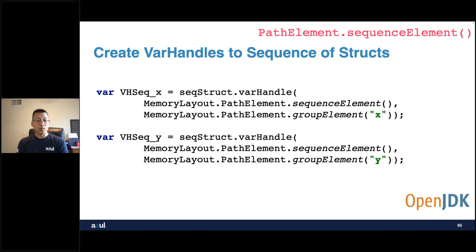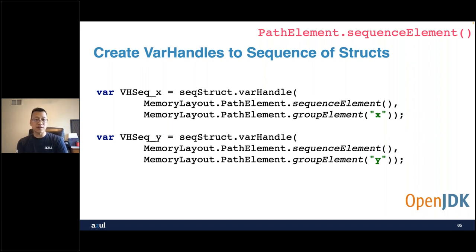And then you have to create var handles to interrogate the object again. And in this case, when you pass in path elements, the first path element is going to be what is called a sequence element. It's saying that you have to walk through the position within the array, and then the group element X, which is the attribute of that struct. So that's how you walk through memory to dereference the value that's in that array.